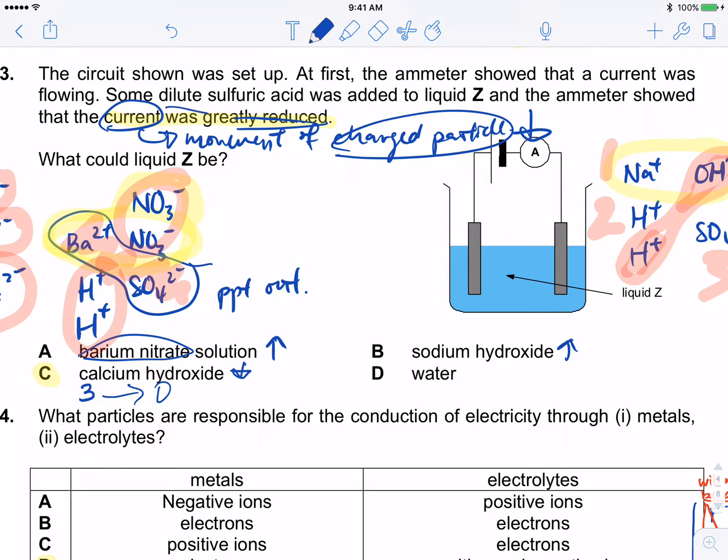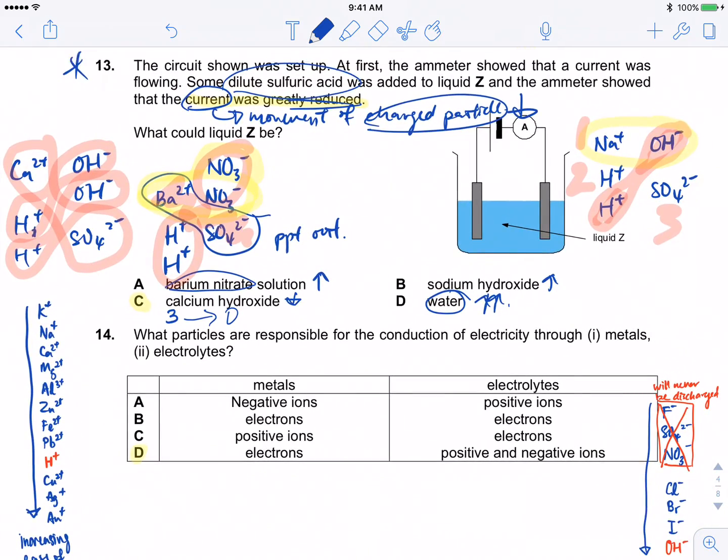Now, if you add dilute sulfuric acid to water, you are actually increasing the conductivity, since water by itself is not a very good conductor. So you are adding ions to something that's not a very good conductor, it will increase the conductivity. So answer is C. Okay, question 14.